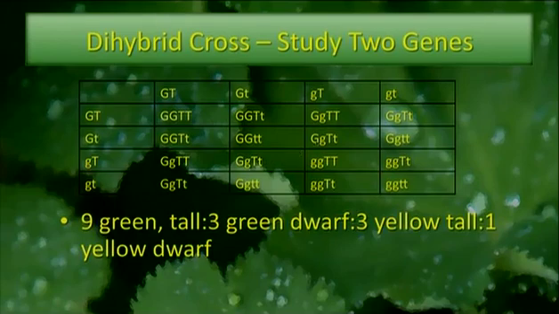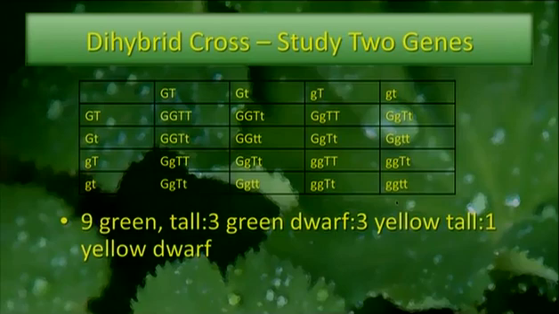So you get 9 green and tall, then you get 3 green and dwarf. That would be something with big G and 2 little t. So here's 1, here's a second, here's a third, okay? And you'll get 3 yellow and tall, so that would be little g's and at least 1 big T. These 3 would be yellow and tall, and you get 1 yellow dwarf, okay?